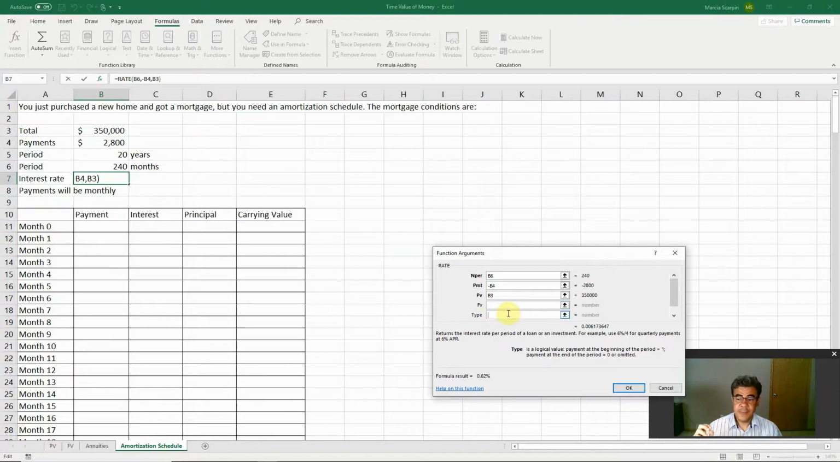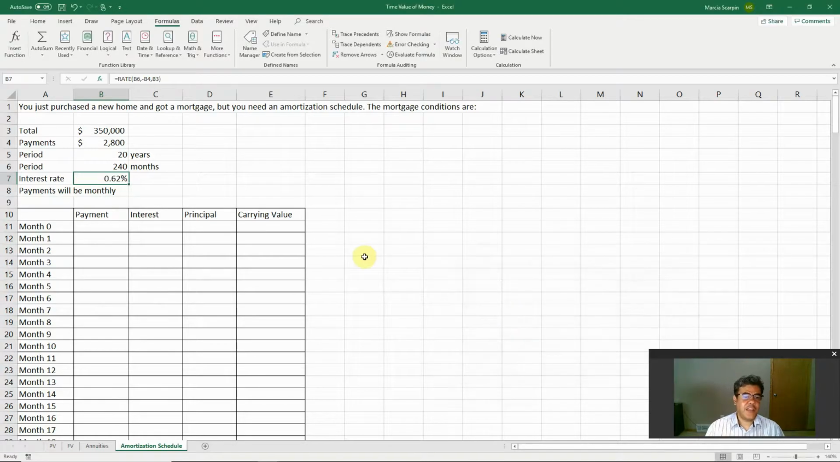Type: zero or blank if your first payment is at the end of the first period. That is usually how a mortgage works. Or number one, if your payment would be at the beginning of the first period. So here, our interest rate is 0.62%. And let's do it. At the end of the first month, your payment will be $2,800. You will have the same payments over time.